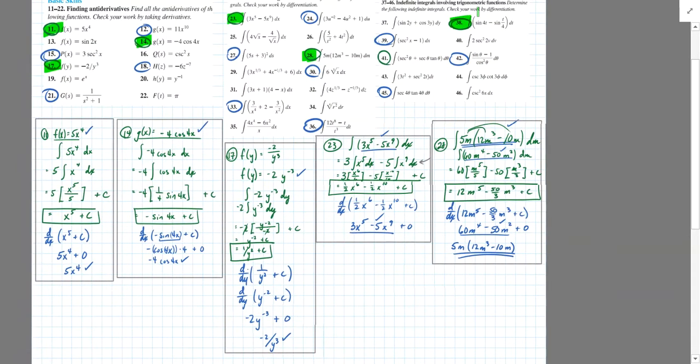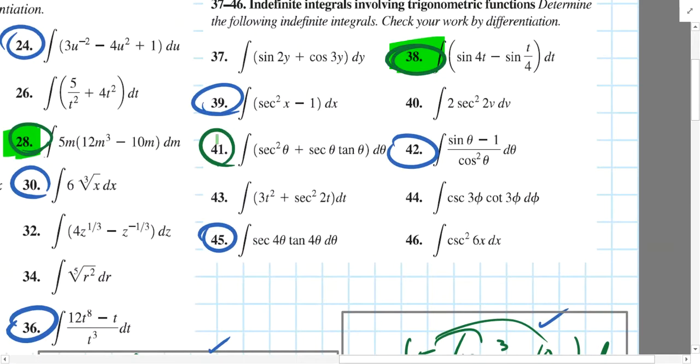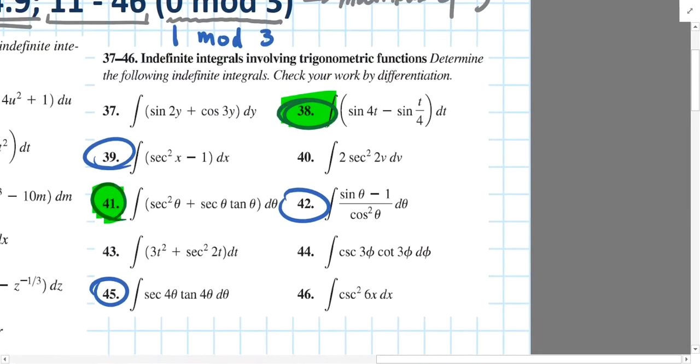Let's try two more to wrap up this video. We'll do number 38 and number 41. And these indefinite integrals do involve trigonometric functions, so I think we'll be referencing the rules that I had in the notes from the last video.